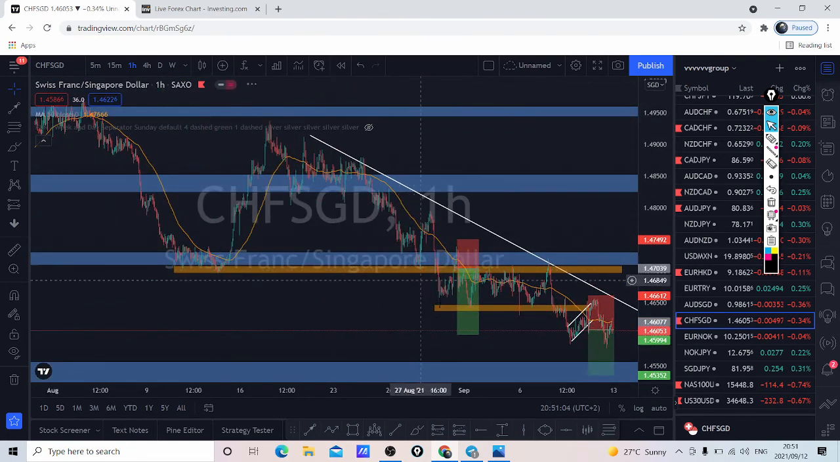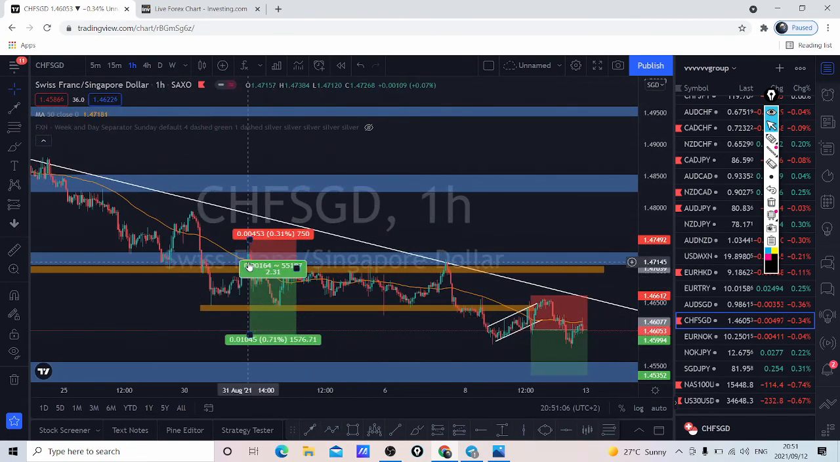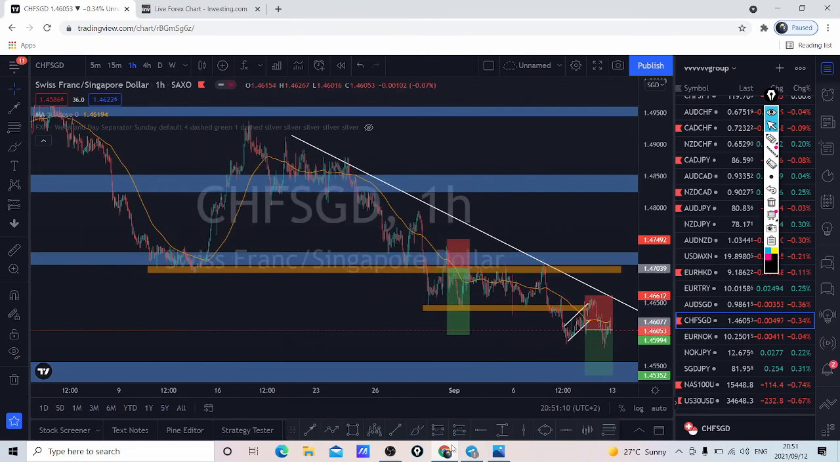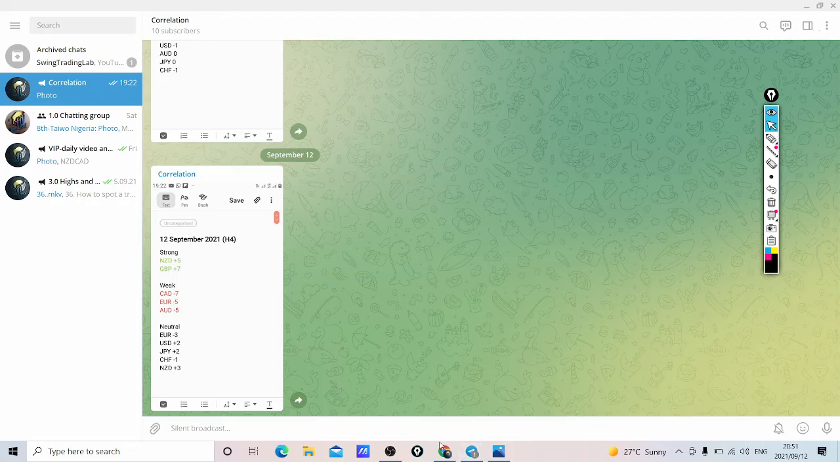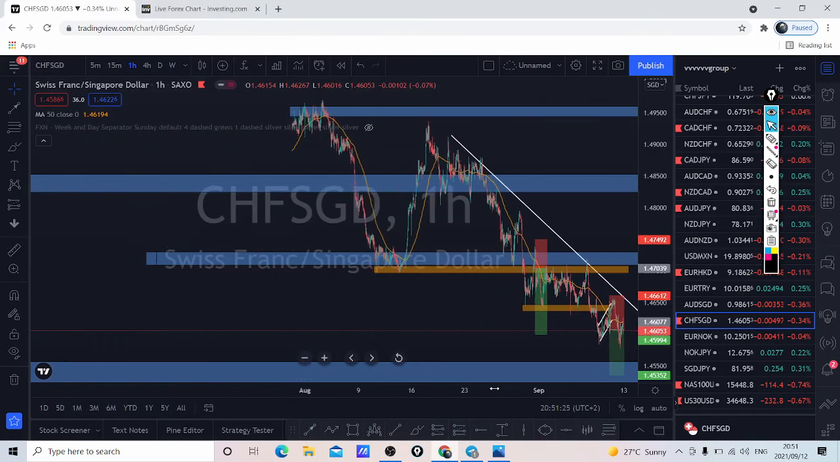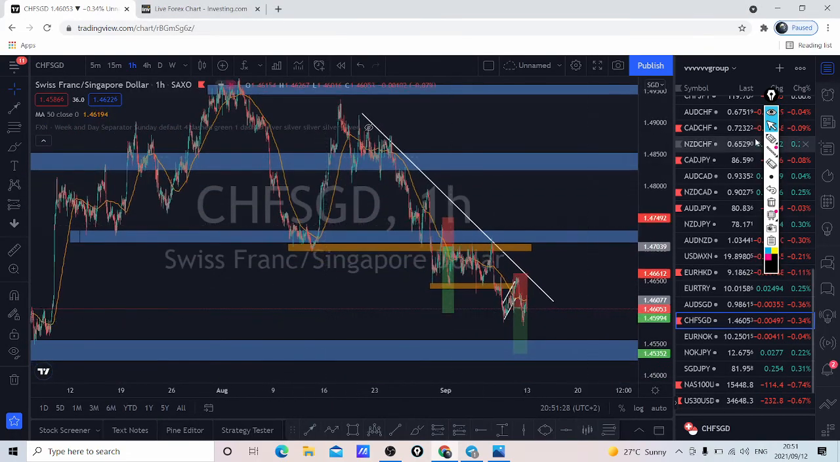Here I've been selling nicely, especially here after this bearish engulfing. I was selling because previously, if you can just go back, the Swiss franc was selling with -5, and also my price action was telling me that this thing is going to drop. If we can just look at this, the market was selling here.